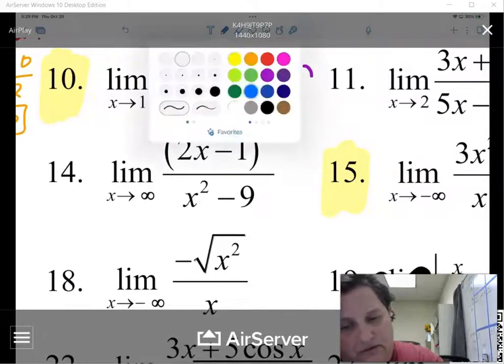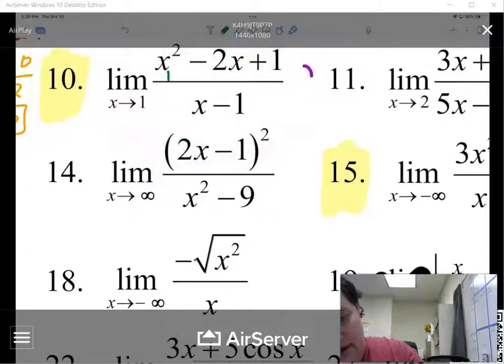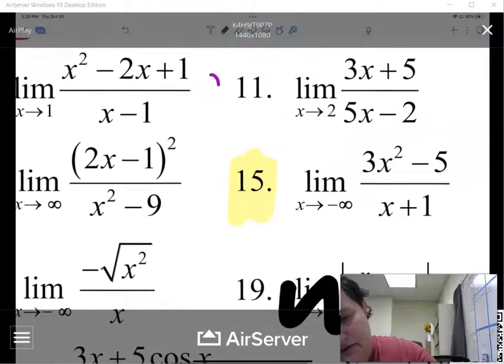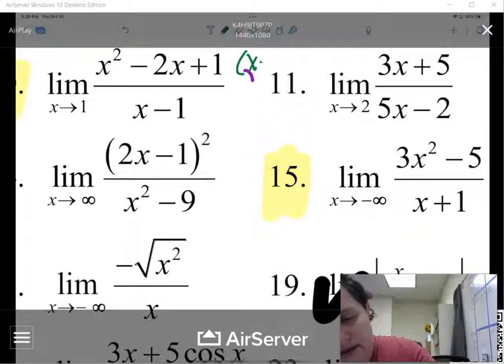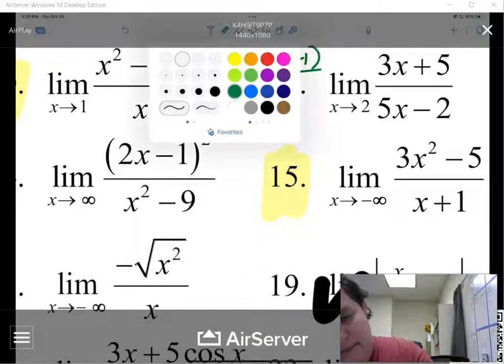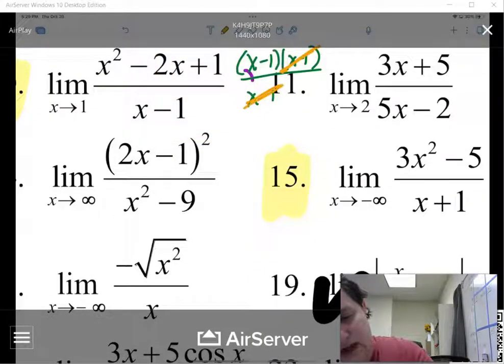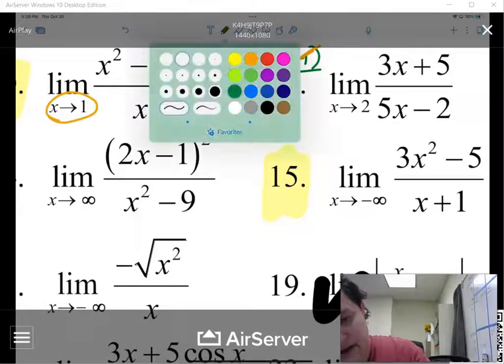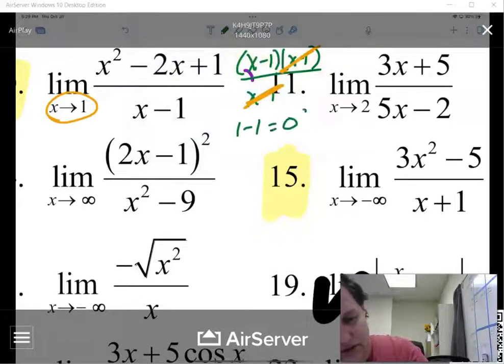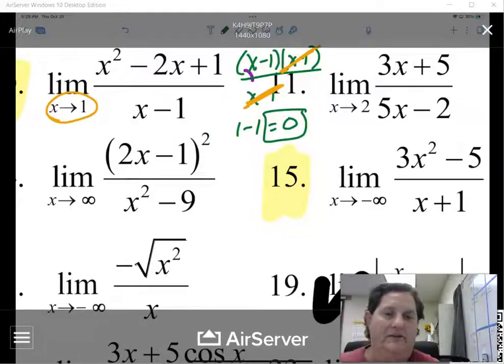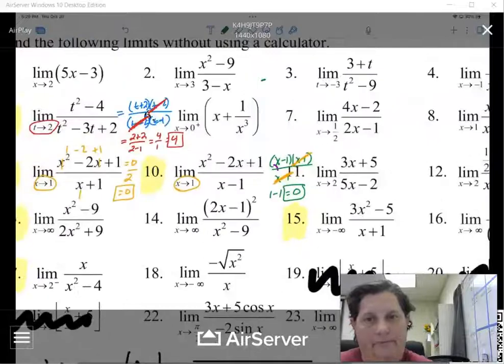Okay, let's look at number 10. Plugging in this one, 1 minus 2 plus 1 is 0 over 0. So this is 0 over 0 again, so I do need to do factoring. x minus 1 over x minus 1 crosses out, right? Now I go to plug this in, and I get 1 minus 1, which is 0. Again, 0 is a fine answer as long as it's on the top. That's cool. All right.